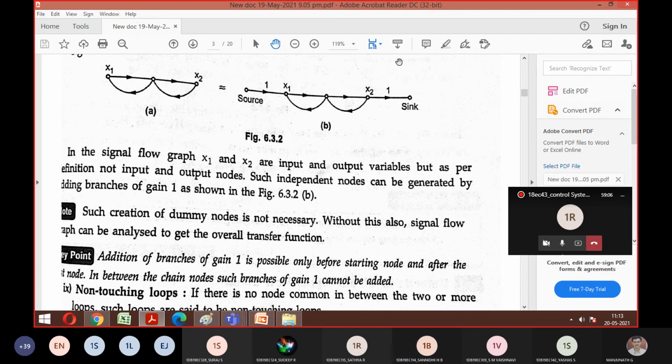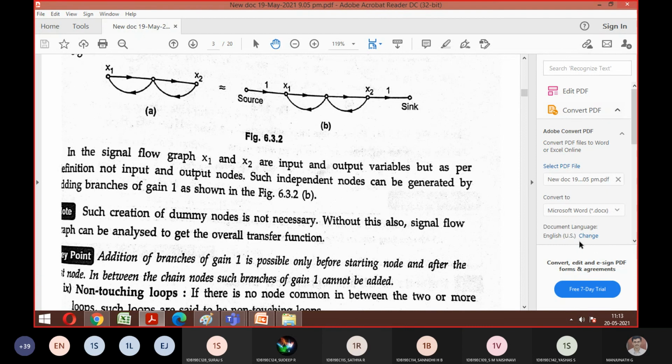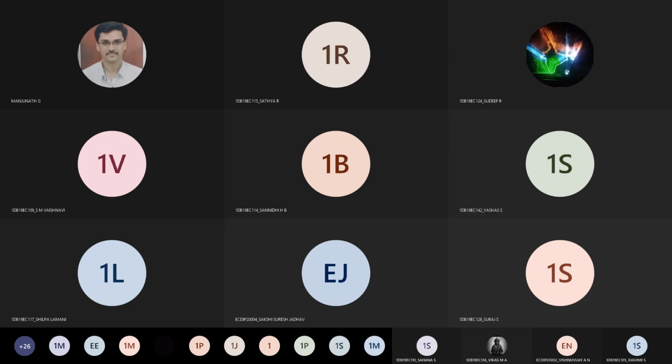You have two more concepts, non-touching loops as well as loop gain, and along with that the Mason's gain formula, which we will discuss in tomorrow's class. The time is up, so we'll stop here. Any doubts on the properties we discussed and the terminologies we went through till now? Is it okay till here? Okay, fine, then we can stop the session.